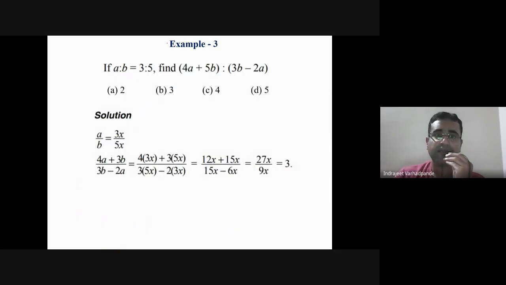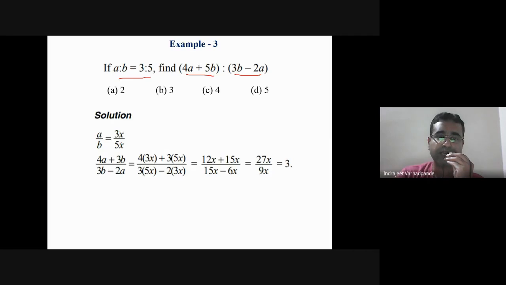Next, if a is to b is equal to 3 is to 5, then find (4a plus 5b) is to (3b minus 2a). Very simple. Take the ratio a upon b. Take the multiple, it is 3x is to 5x. Multiply by 4 to a, multiply by 3 to b, and add them together. That is what is expected here, 4a plus 3b.